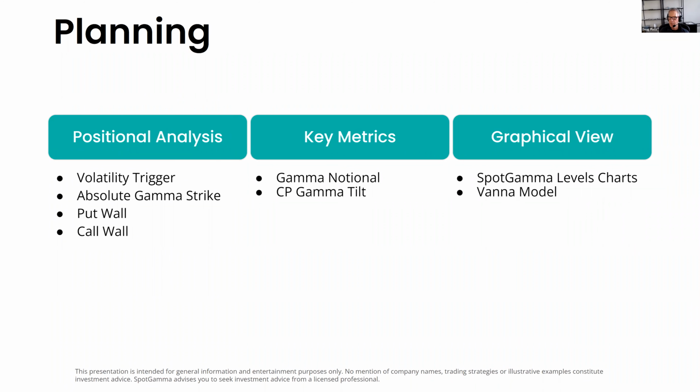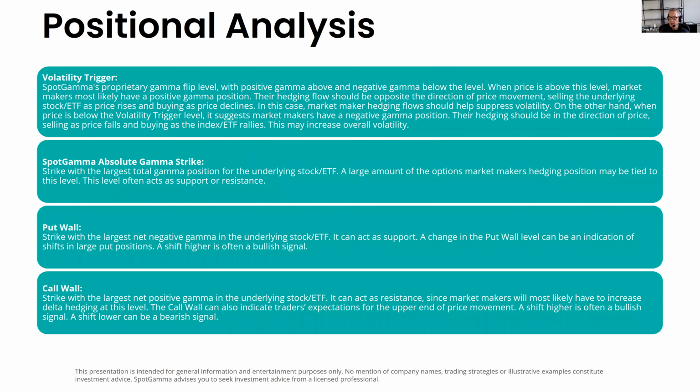And for graphical view, I look at graphs that show the key gamma levels and how gamma and vanna change with price, volatility, and time. That's the SpotGamma levels charts and the vanna model. And before discussing this case study, what I want to do is look at some background information and definitions of these levels and metrics, just to make sure everyone is on the same page.